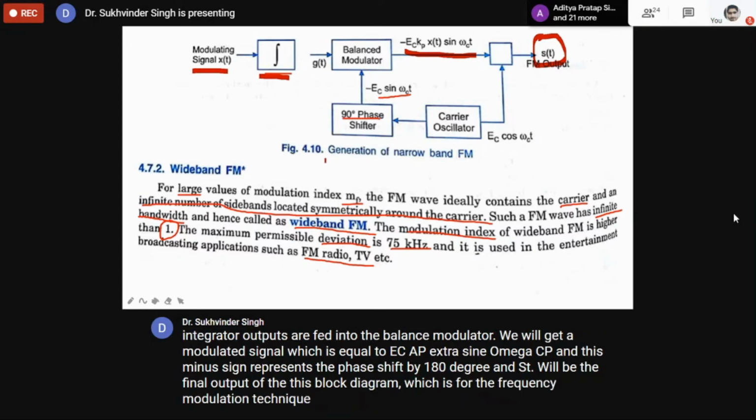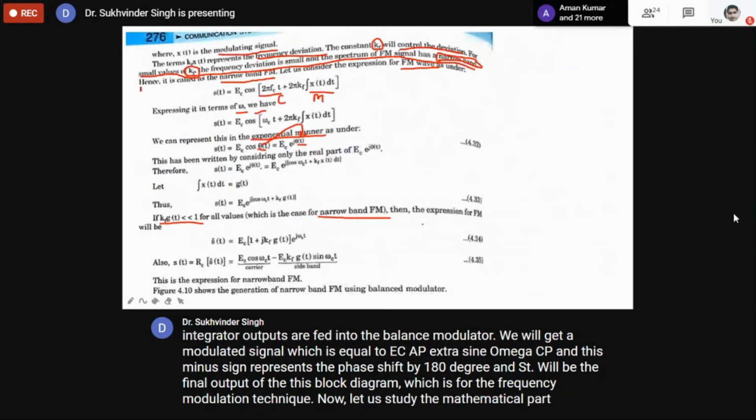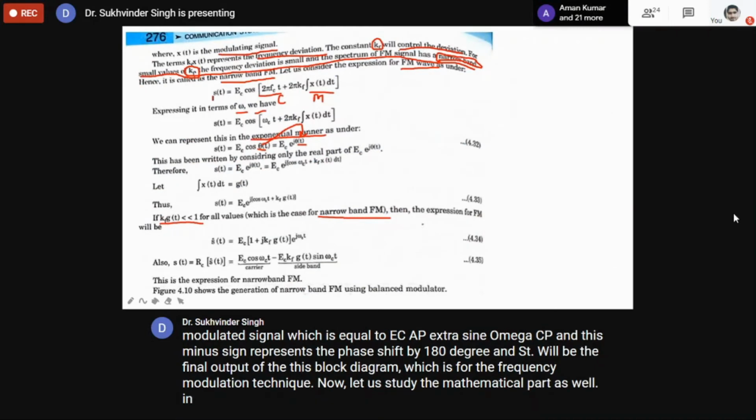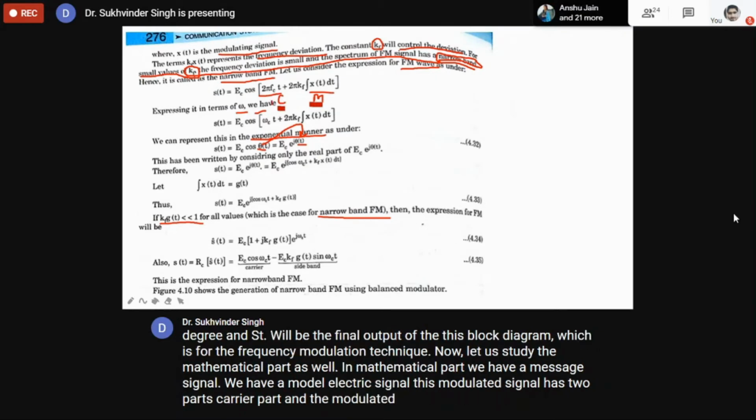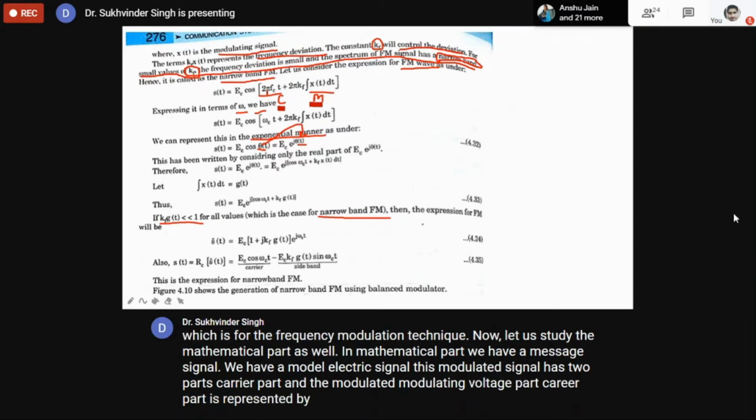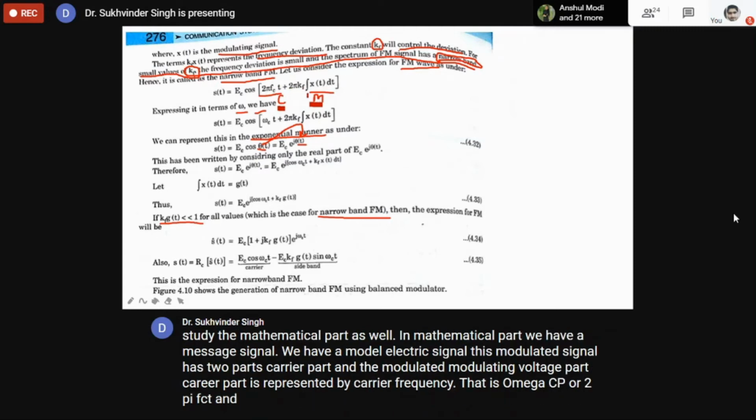Now let us study the mathematical part as well. In mathematical part, we have a message signal, we have a modulated signal. This modulated signal has two parts: carrier part and the modulating voltage part. Carrier part is represented by carrier frequency, that is omega CT or 2 pi FCT, and the modulating signal is written in terms of the integration of XT/dt.